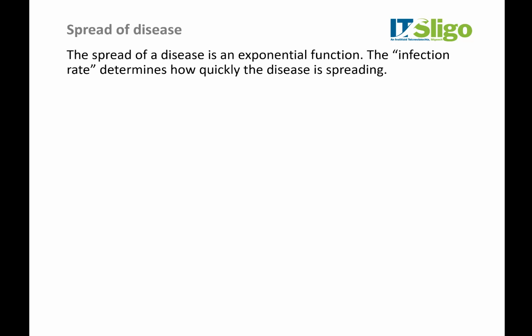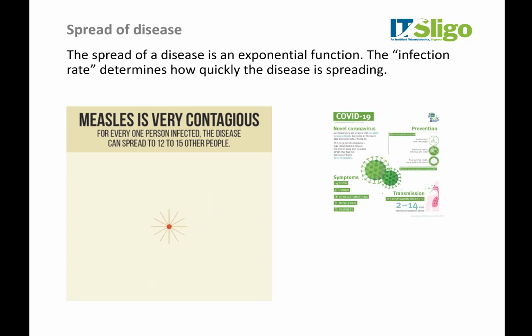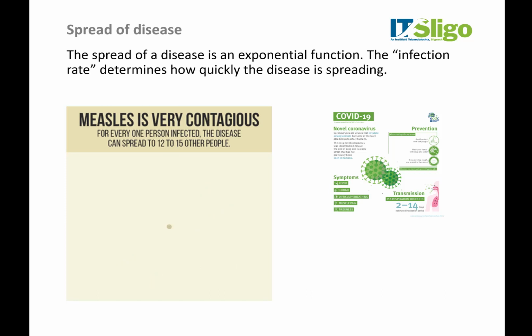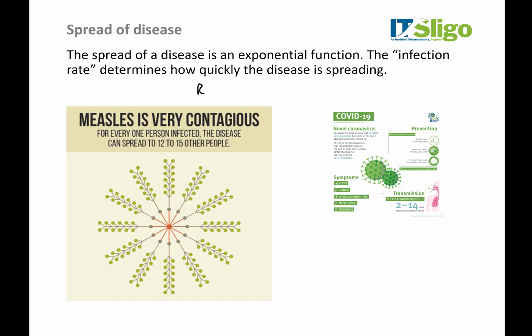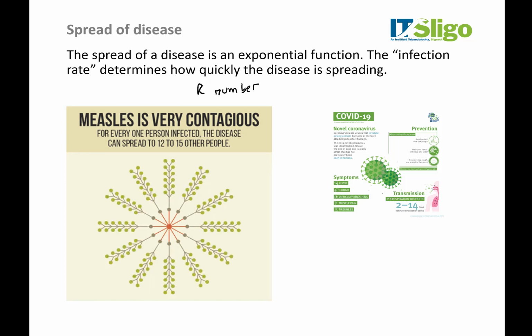So we're going to look at a spread of disease problem. So the spread of disease is an exponential function. The infection rate determines how quickly the disease is spreading. So this is just looking at some examples. So measles is very contagious. And we're currently experiencing COVID-19, which is also contagious. It's not as contagious as measles, but the rate, the infection rate, you often hear that, that's often called the R number. How many people does one infected person infect?